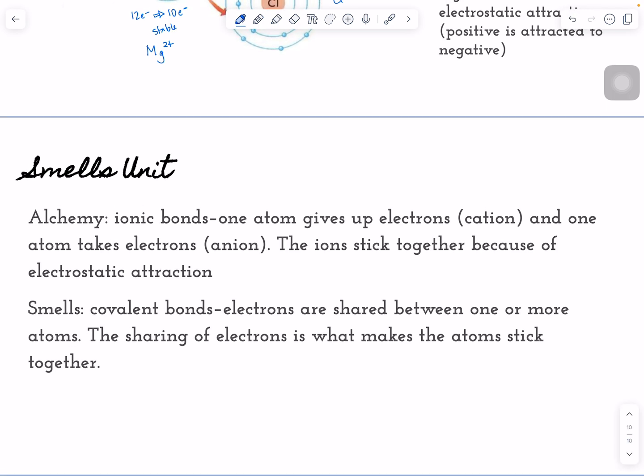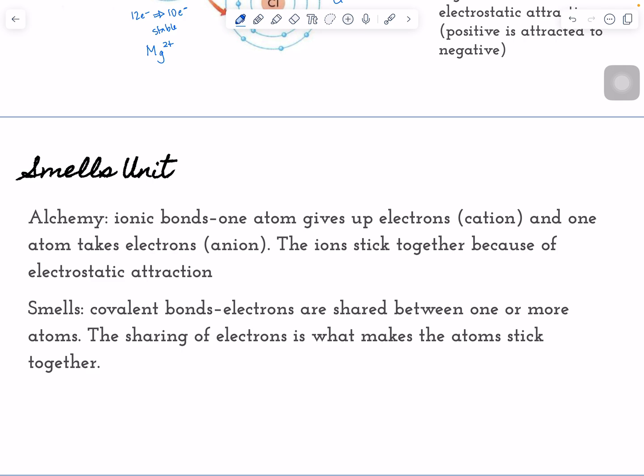What does that mean for the Smells unit? In the alchemy unit, we learned about ionic bonds. 1 atom gives up electrons to form a cation. 1 atom takes electrons to form an anion. Then the ions stick together because of electrostatic attraction, and the number of atoms that stick together has to give the compound a net total charge of 0.